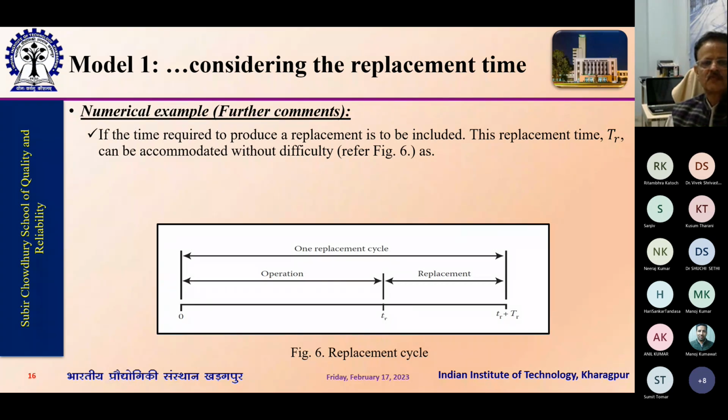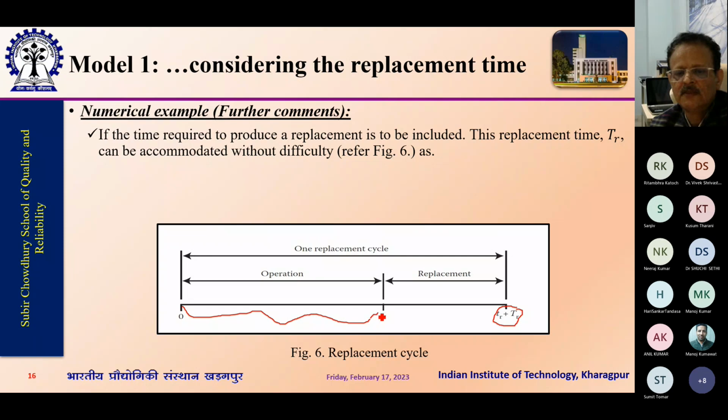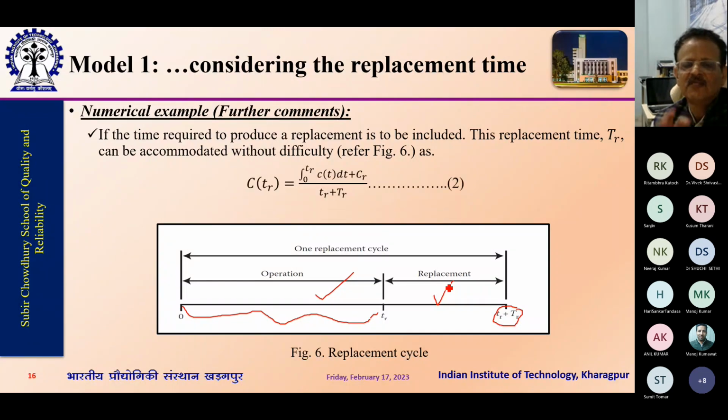So if the time required to effect the replacement is considered, one can say that this was the original cycle, and now it is the time at which the replacement is to be done, then the cycle length becomes TR plus the replacement time. So the cycle length is changing. Operating cost is only coming into this picture, right? Operating cost is up to this point only, and the replacement time increases the cycle length and the cost of replacement comes in. So just incorporating this, the model changes too.